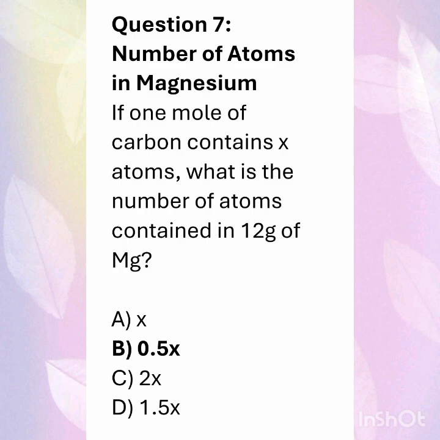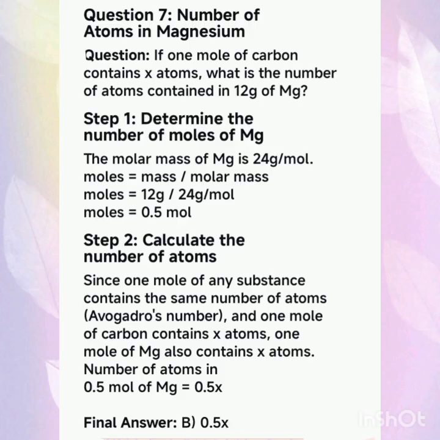Question number 7. Now you have to find the number of atoms in magnesium. Now the question is, if 1 mole of carbon contains X atoms, what is the number of atoms contained in 12 gram of magnesium? Now we can see how to solve it stepwise. First of all, you have to find the number of moles of magnesium, and the molar mass is 24 gram per mole. Now according to the formula of moles, mass by molar mass, you have to divide 12 by 24. You'll get the number of moles, 0.5 moles for magnesium.